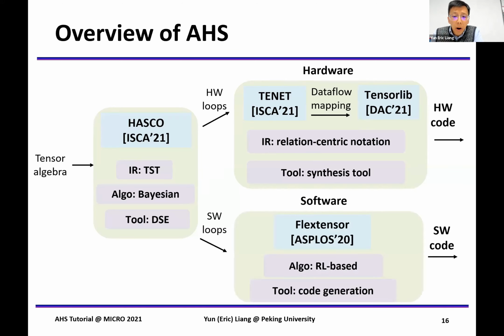And for the software part, our tool Flex Tensor employs sophisticated loop transformations to optimize the software part. It uses a reinforcement learning based approach to do the design space exploration. And it can also generate code for various backends with intrinsic support.